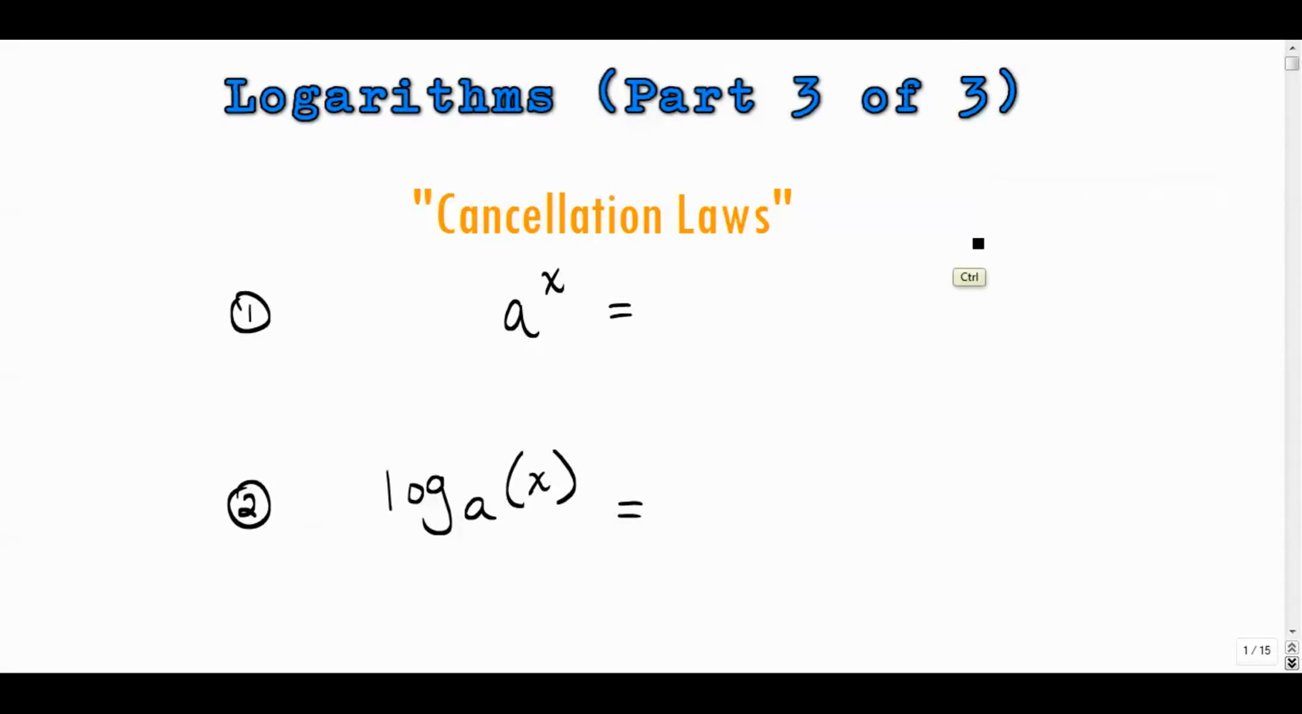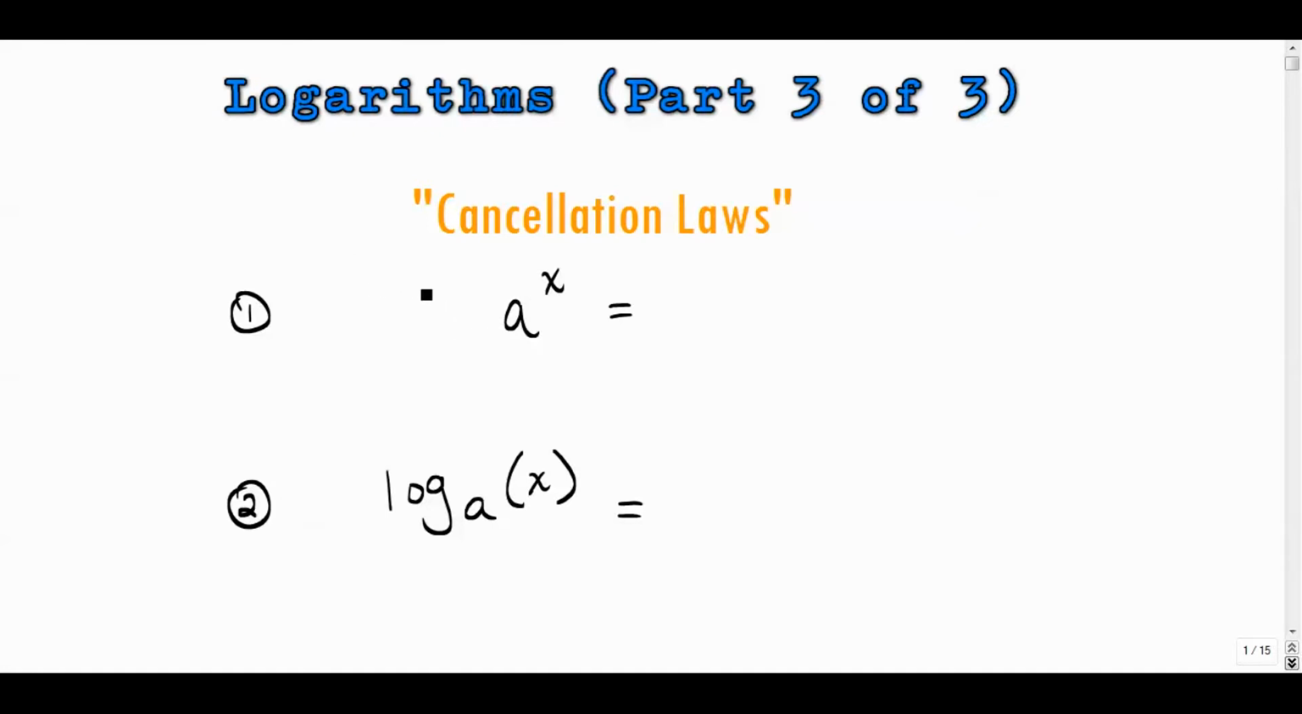The first thing I want to do is take a look at these two cancellation laws. These are more ammunition that we are going to use to solve equations involving logs or exponents. In the first cancellation law, sometimes called inverse laws or inverse properties, you might see an equation that has a to the x equals something. Maybe that a is an 8, like 8 to the x equals 5. If you see something like this, you want to get that exponent, that x, out of the exponent, and to do that you want to undo the exponent.